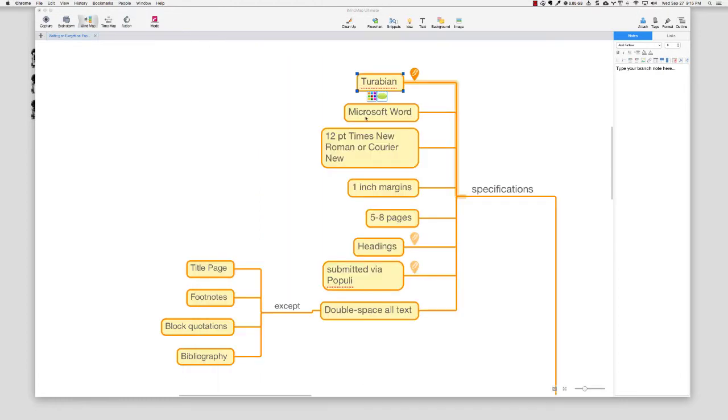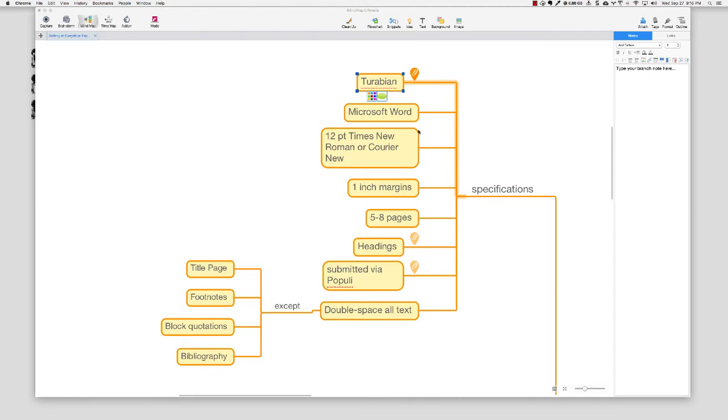You will submit the paper as a Word document. I don't accept anything else other than Microsoft Word. So don't submit it to me as an Apple Pages document or as one of the open source documents. If you want to create it in that, that's fine, but make sure you convert it to Microsoft Word before you turn it in. 12 points Times New Roman or Courier New.